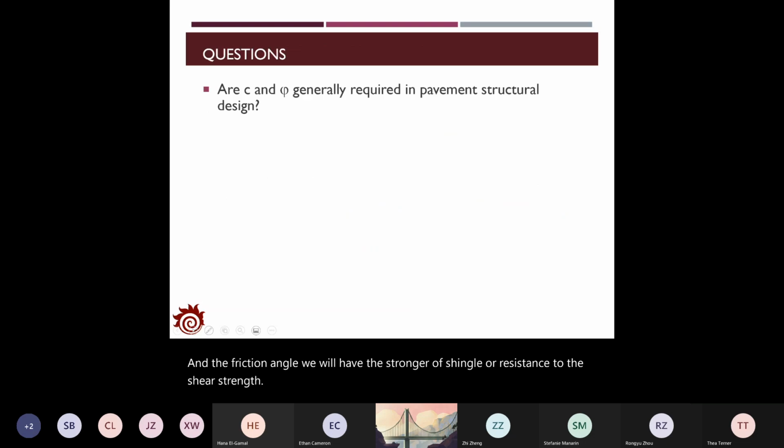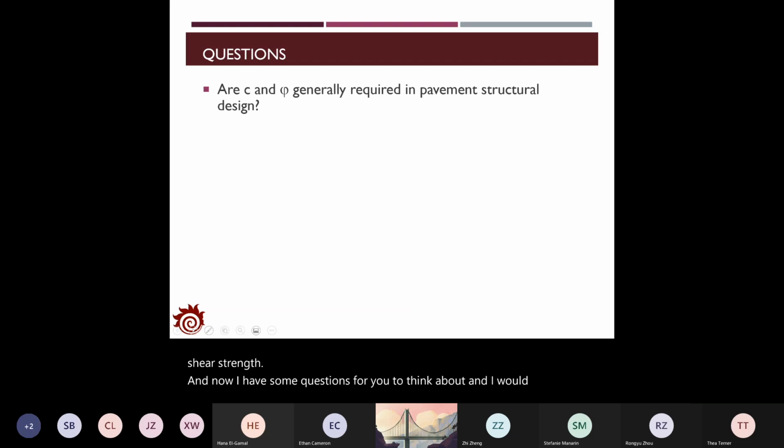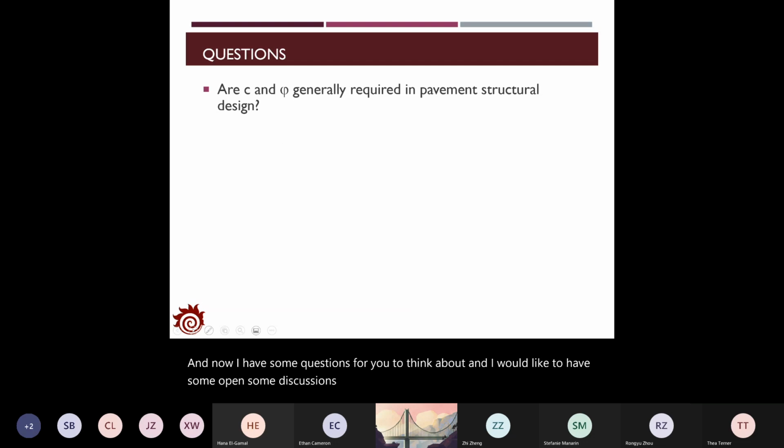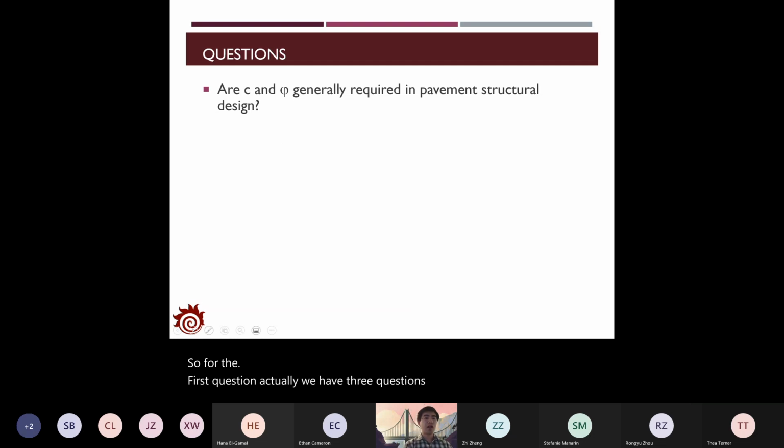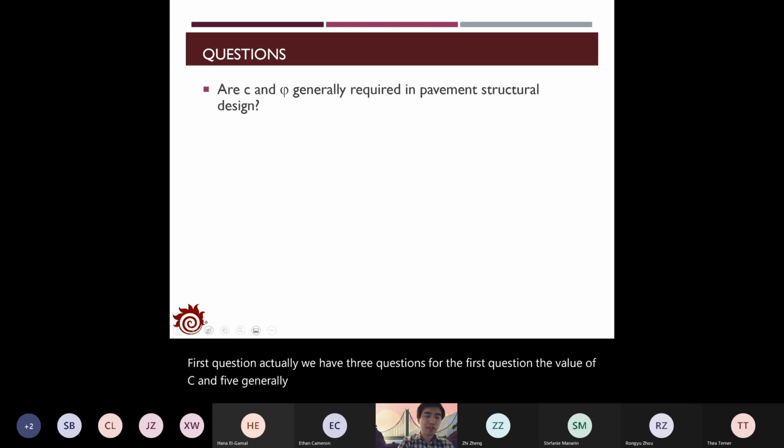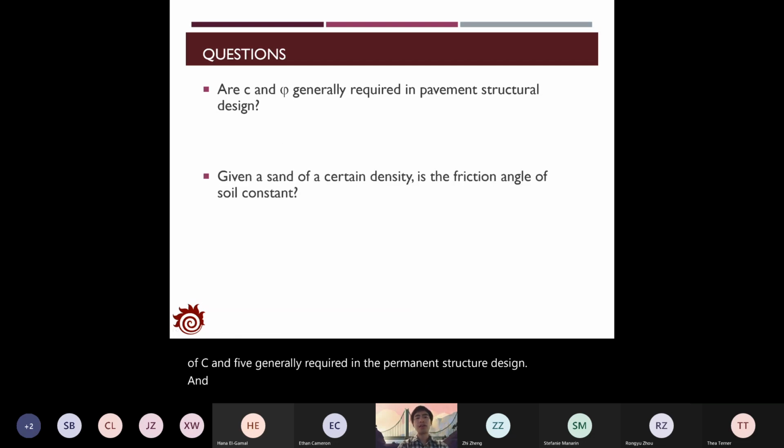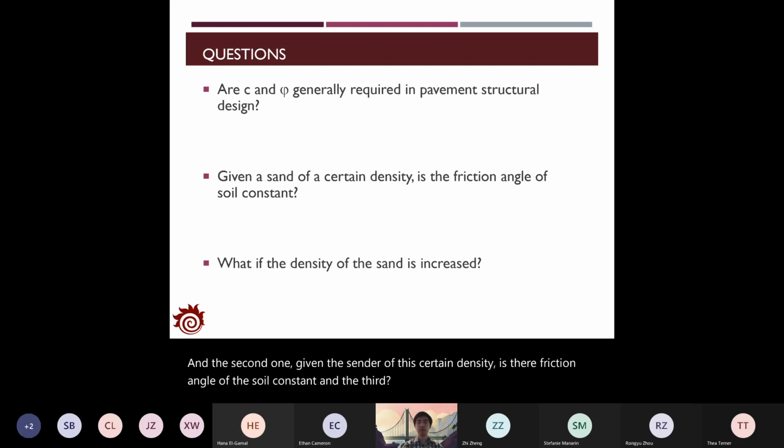And now I have some questions for you to think about, and I would like to have some open discussions about them. We have three questions. For the first question, are the values of C and phi generally required in pavement structure design? The second one: given sand of a certain density, is the friction angle of the soil constant? And the third: what if the density of the sand is increased? Does the friction angle also increase or not?